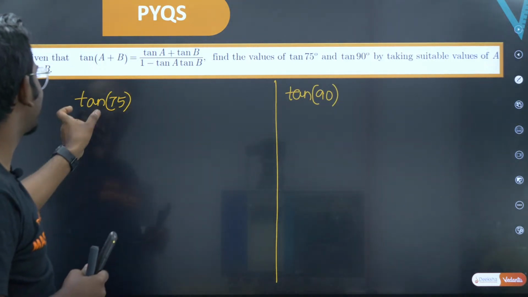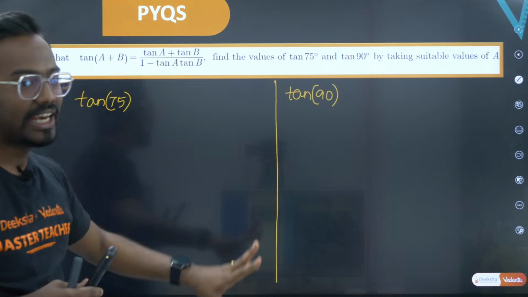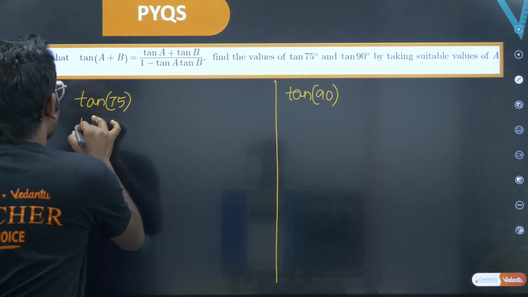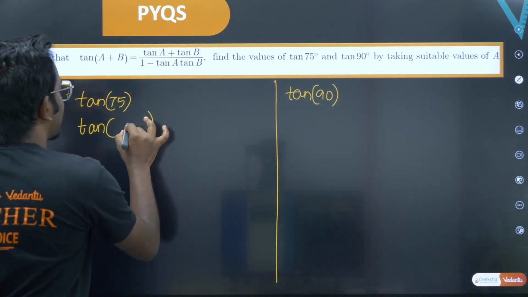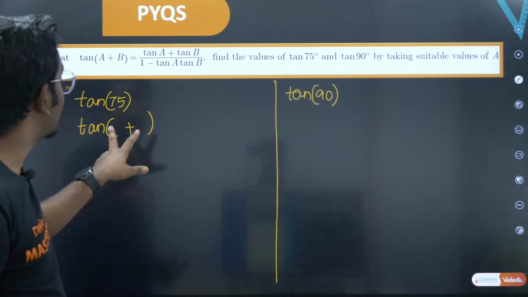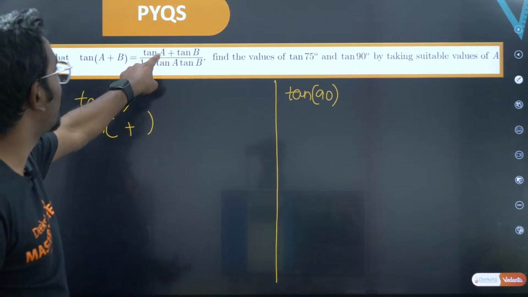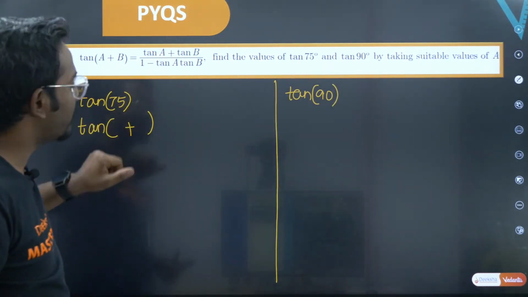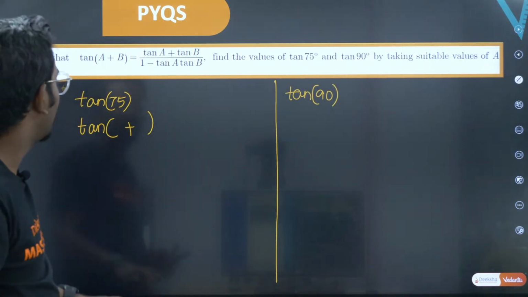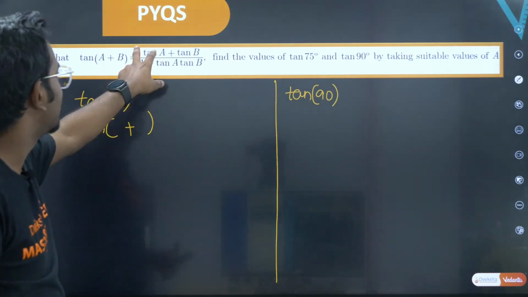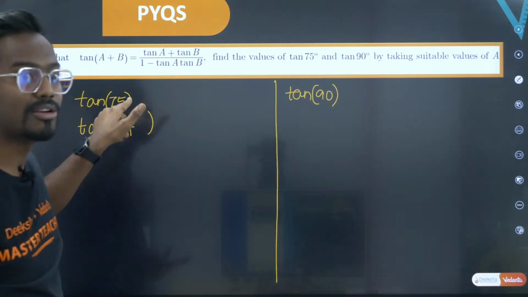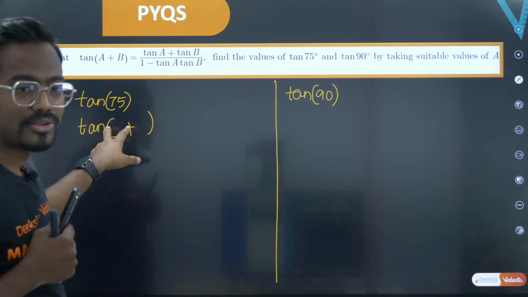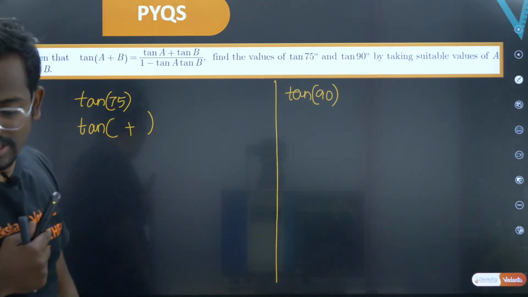Okay, so the question asks for tan of 75 and tan of 90, but what they have given us is tan of a plus b. I want to write this in terms of a plus b, something plus something, and those should be known values, because you should know what tan a is and what tan b is. So how do I split 75 in such a way that tan of a is known and tan of b is known? Yes, any idea? Can you tell me what values of a and b can be chosen over here?